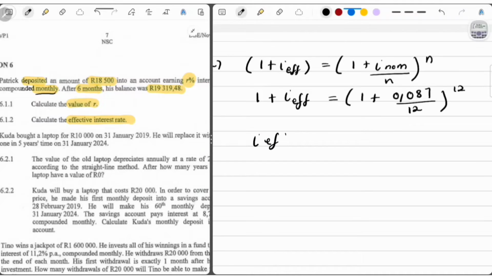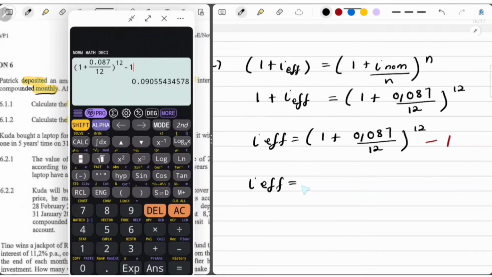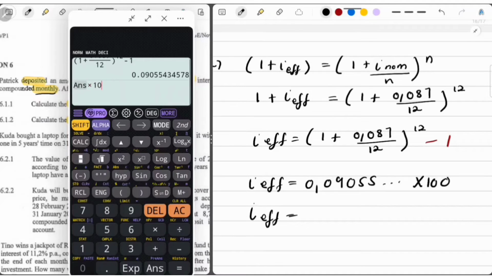So it really just means that I effective is equal to everything that we still had here, and all that happens is that 1 is going to come over and become a minus 1, and that's going to give you your effective interest rate. Okay, so this is what I get. I get 0.09055, but then I'm just going to turn it into a rate by multiplying it by 100. And so my effective or yearly interest rate is actually just going to be times 100.